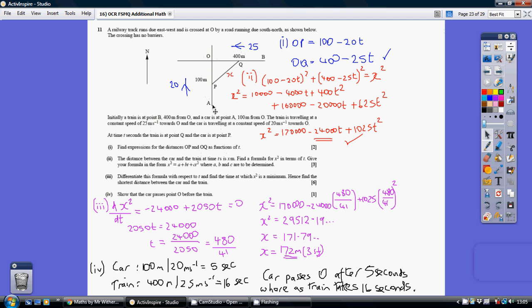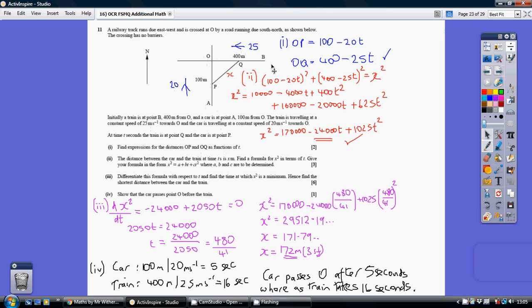So we've basically got this car travelling along here at 20 meters per second. When t is 1, it will have travelled 20 meters. When t is 2, it will have travelled 40 meters and what have you in this direction. So basically the distance O to P is going to be 100 take away 20 times how many seconds have passed, so 20 times t.